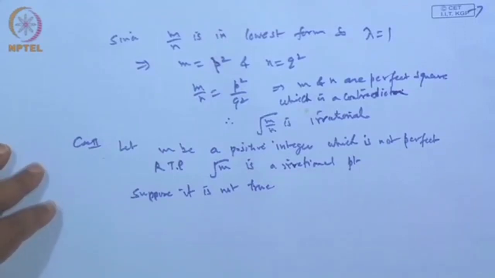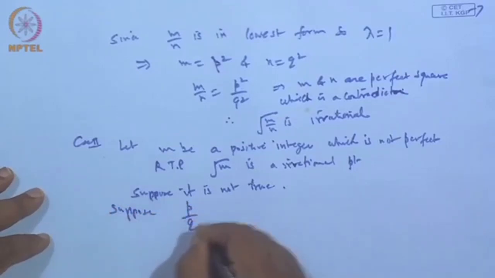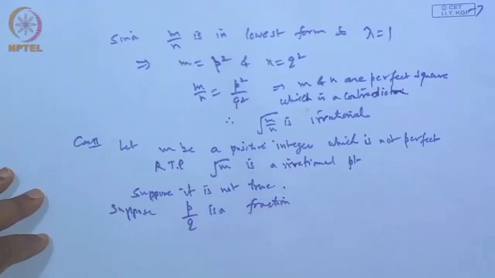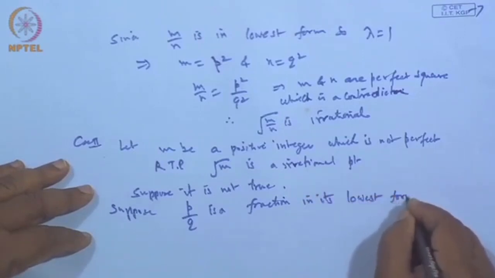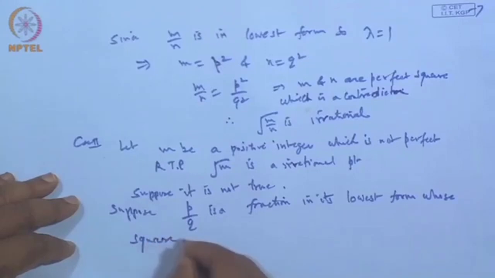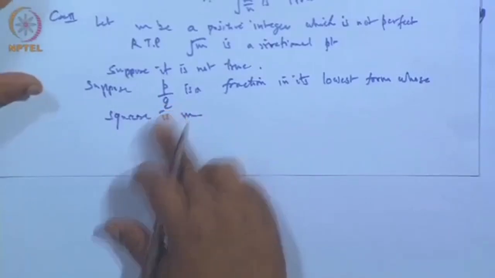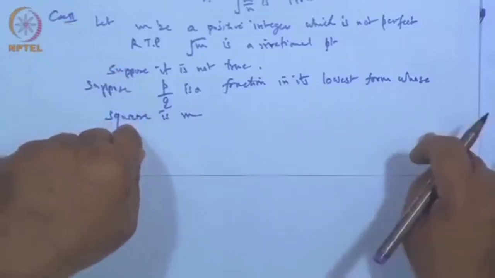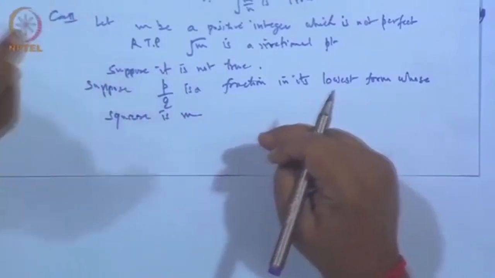So, let p by q be the number. Suppose p by q is a fraction in its lowest form whose square is m. We are assuming this is a rational number, p by q, and its square is m. Since p by q is a rational number, it will lie between two consecutive integers, lambda and lambda plus 1, because for any rational number you choose, you can always identify the two consecutive integers between which it lies.